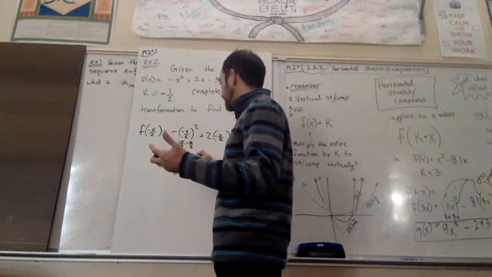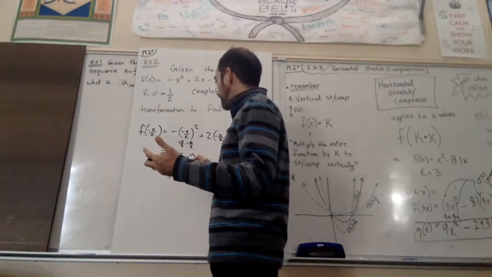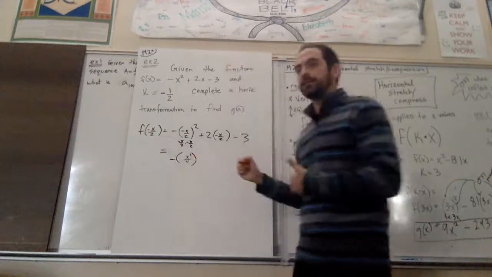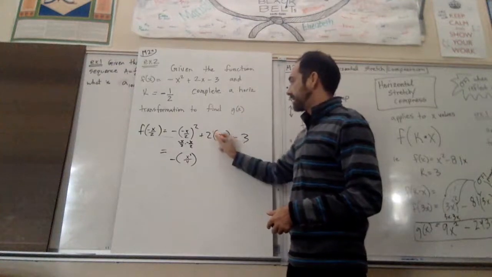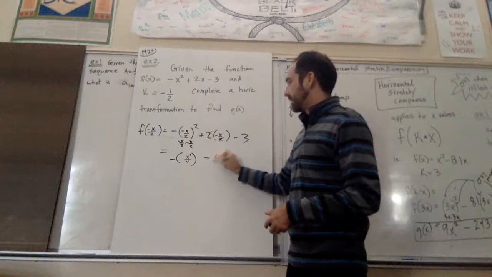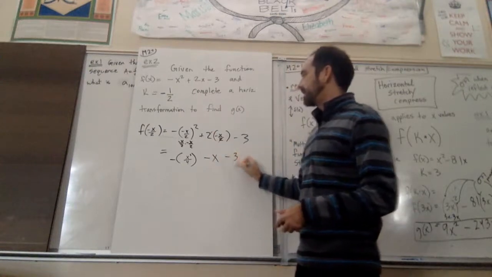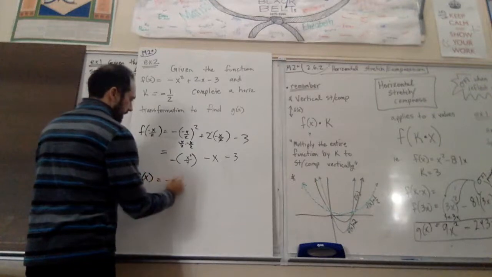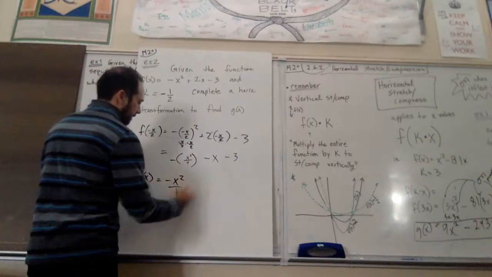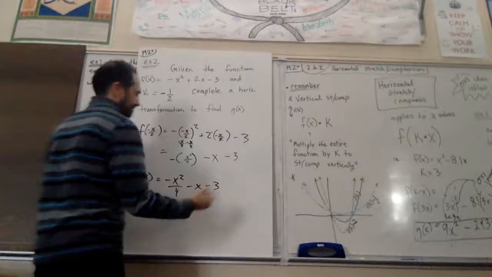Positive x squared over 4. We just multiply straight across. Here, this 2 and that 2 are going to cancel, so we end up with just negative x and minus 3. The final, then, our new g function is going to be negative x squared over 4 minus x minus 2.